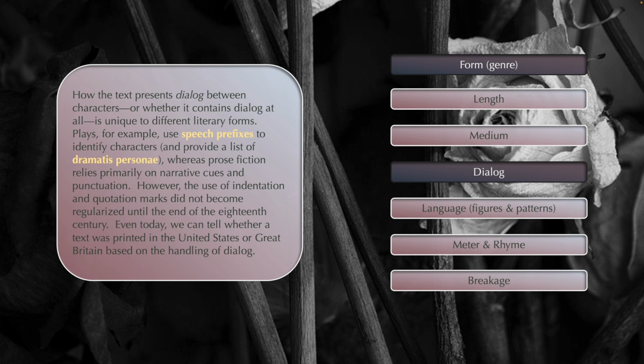However, the use of indentation and quotation marks did not become regularized until the end of the 18th century. So you can read some early 18th century novels, and students are often confused by the way writers like Defoe or Henry Fielding handle dialogue, a conversation between characters. Even today, though, we can tell whether a text was printed in the United States or Great Britain based on the handling of dialogue. For example, we use double quote marks in dialogue, whereas in England, they use single quotation marks.